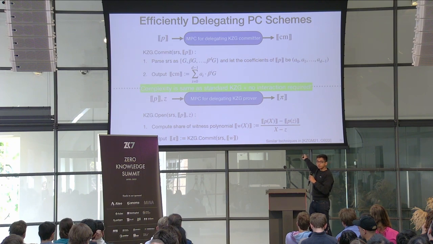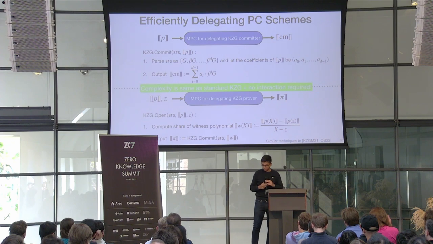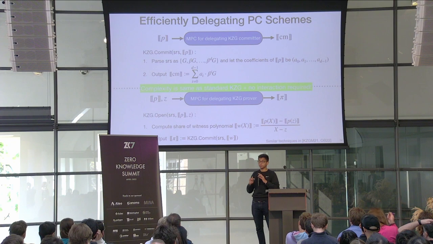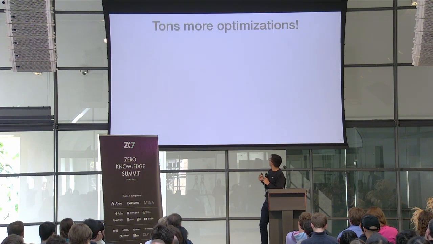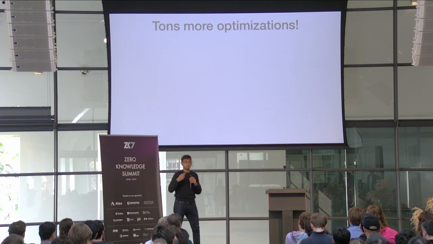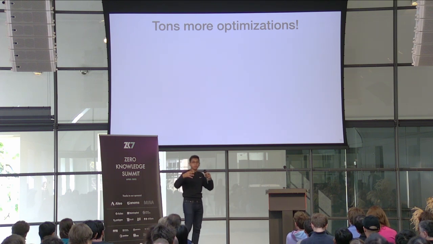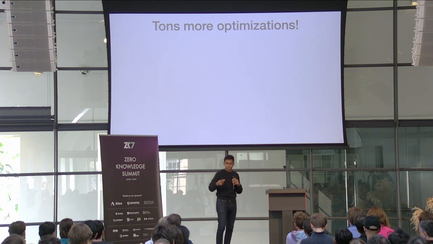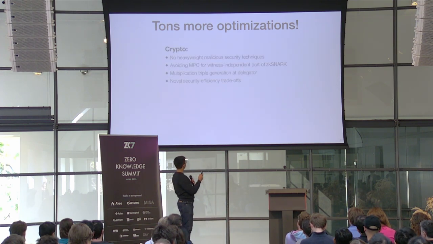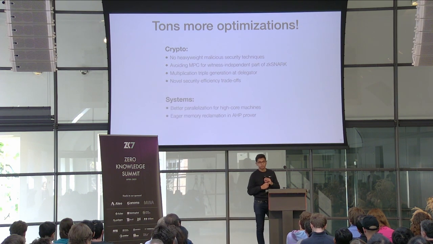I just want to say there are a couple of other recent papers that have similar techniques to the stuff that I've mentioned, in different contexts, not for delegation, but for MPC over proving over shared data. There are tons more optimizations in the papers. You can really take large advantage of the setting where you have a trusted third party in some sense to do a few of the expensive operations for you. All right, so we have the optimizations on the crypto techniques as well as on the system side.